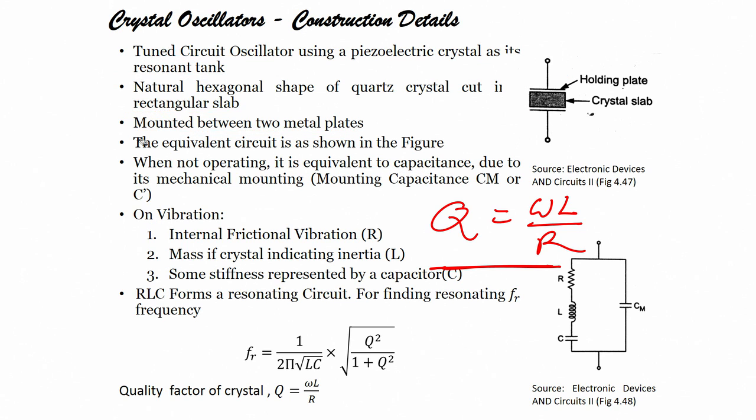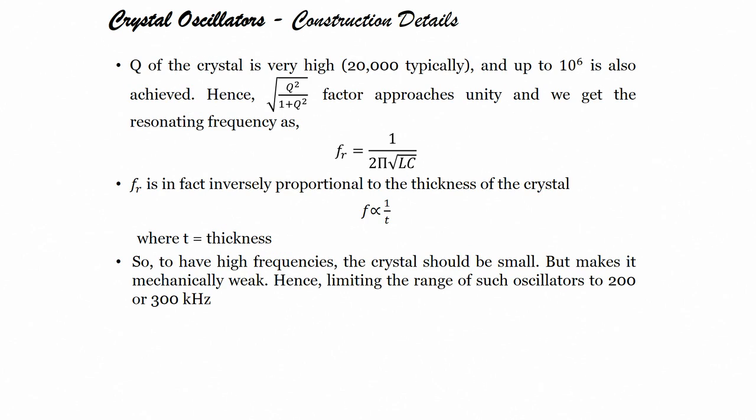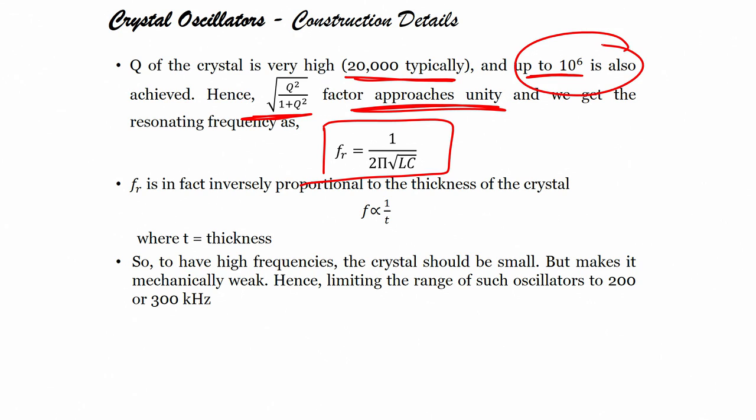So what we understood is that when the crystal oscillator or a tuned circuit is not functional, it acts as a capacitance. When it is functional, when it is vibrating, it will have R, L and C in its equivalent circuit. The Q of the crystal is very high, up to 10 to the power 6 is also achieved. Hence, under root of Q square by 1 plus Q square approaches unity, and we get the resonant frequency FR equals 1 by 2 pi under root of LC, because only then can we have Q of 10 to the power 6. So our formula will become FR equals 1 divided by 2 pi under root of LC.